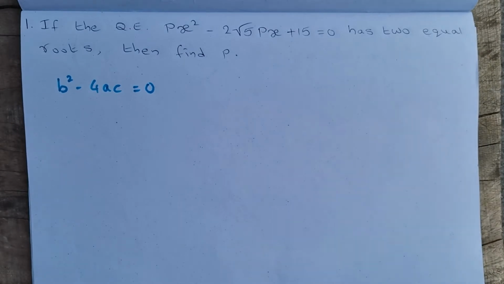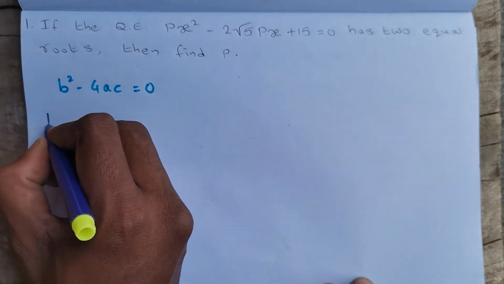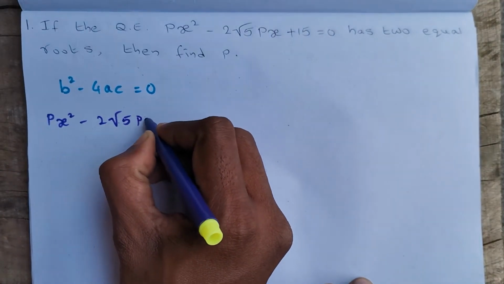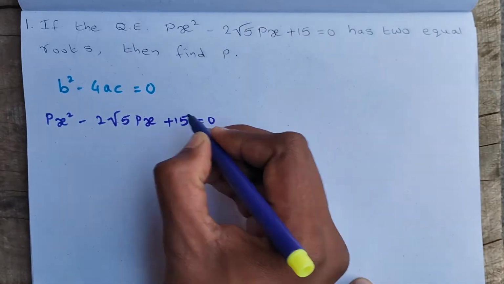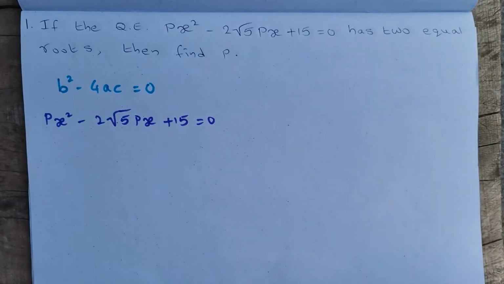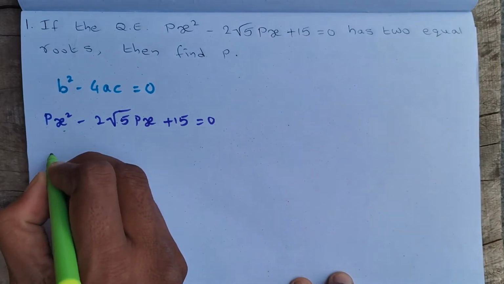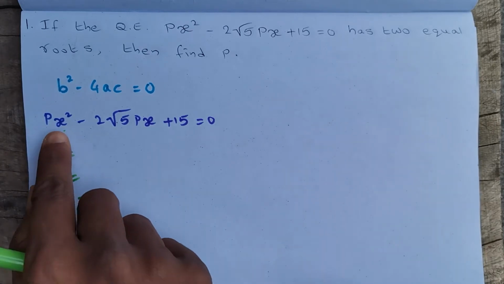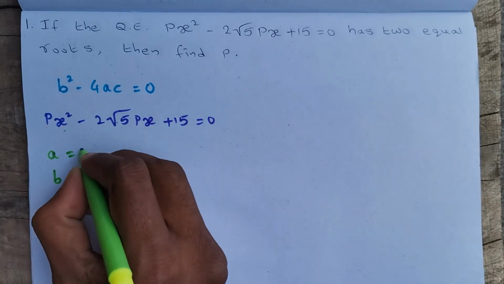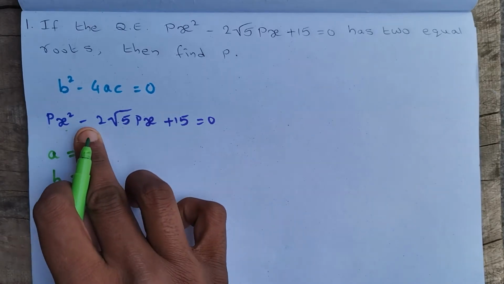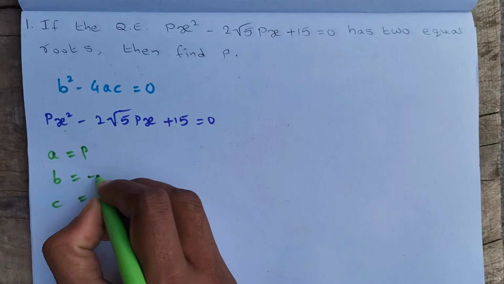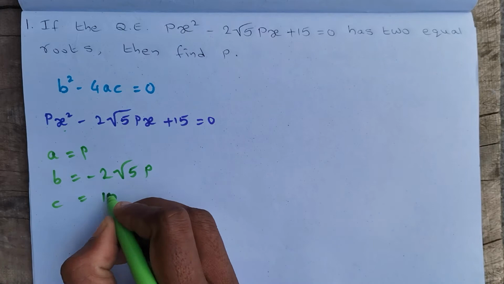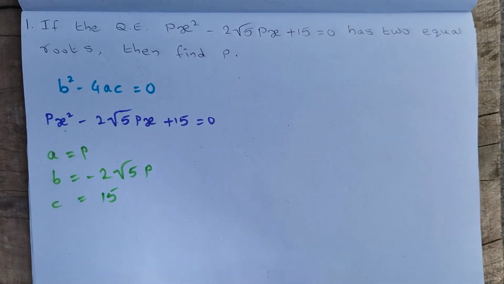So if we observe the given quadratic equation, px square minus 2 root 5 px plus 15 equals to 0. Already we know x square coefficient is a, and b value we want as well as c value also we want. X square coefficient is a, so here p. X coefficient minus 2 root 5p, that is b. Constant c, that is 15. So now let us substitute these values in the formula.